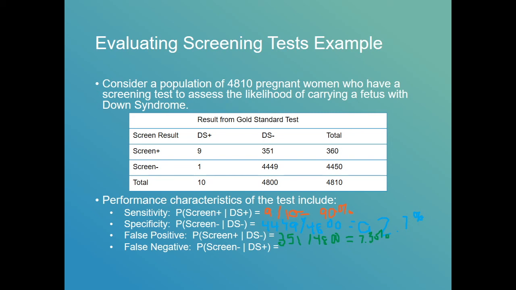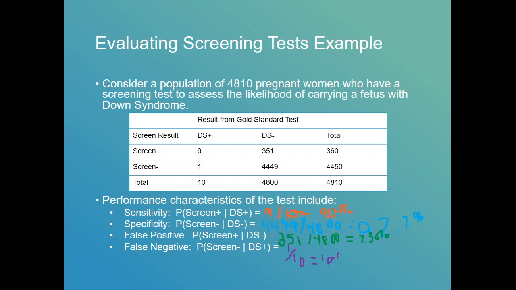And then the false negative would be those that screened negative but truly did have the disease. Or truly did have the Down syndrome. So the screening negative would be 1. The one person screened negative, but in the true gold standard did have Down syndrome, and then that would be divided by 10, and that would be 1/10 or 10%.